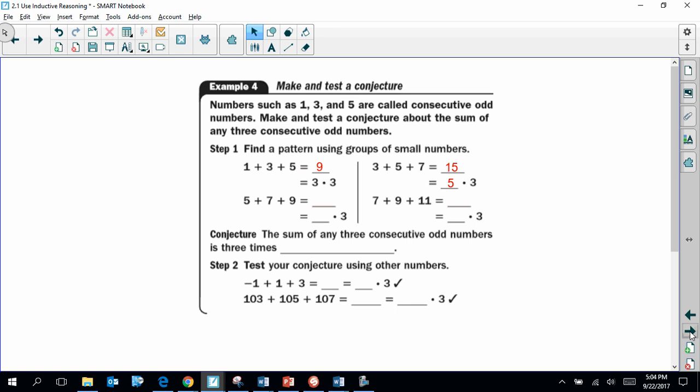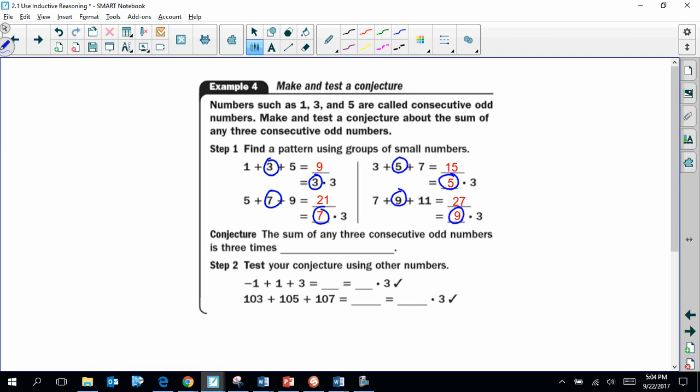Going on, the next set of consecutive odd numbers, 5, 7, and 9, when I add those together, I get a 21. And I notice if I multiply 3 by 7, I can get a 21. And the last one is going to give me a 27. And again, if I say 3 times something, I can get a 27 also. Now what we're noticing is that the number that we multiply by 3 each time happens to be the middle odd number of our consecutive odd numbers. So that's what I'm looking at as my pattern here.